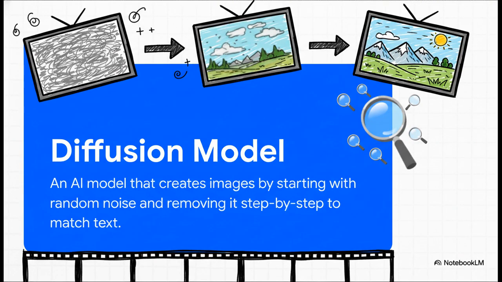All right, what about visuals? Well, a lot of models use something called a diffusion process. So picture an old TV screen, just full of static. The AI is trained to start with that pure random noise, and then, little by little, step by step, it removes the noise to reveal a clear picture that matches what you asked for in your prompt.